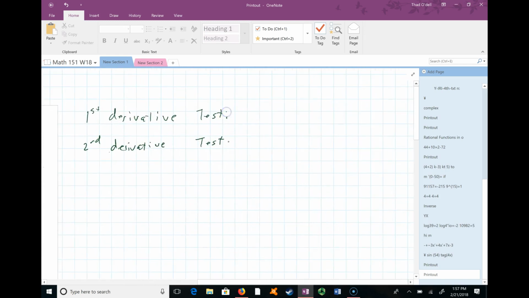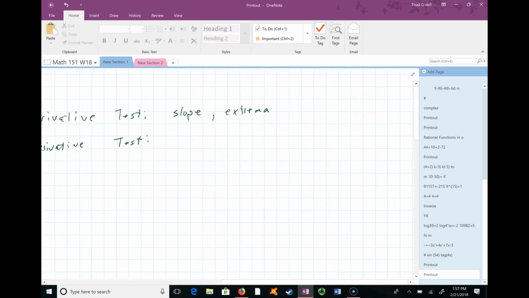If we think about the first derivative test, what do you think that's going to help us find? It helps us find something to do with slope. So it's definitely going to involve slope. And we're going to use slope, negative and positive, to help us find extrema. Extrema is just the generic word for max and mins.